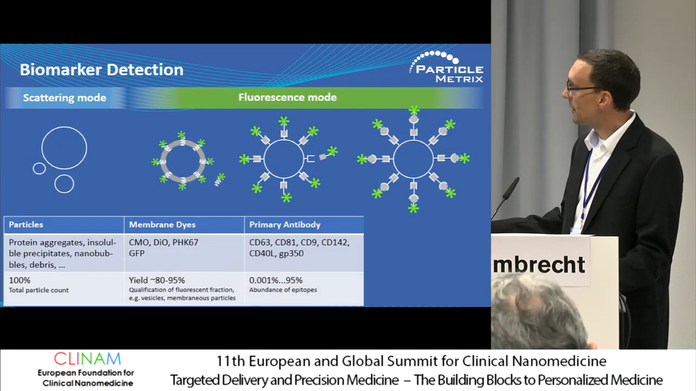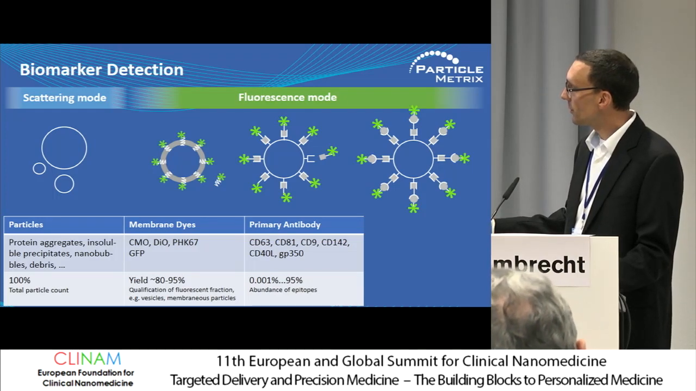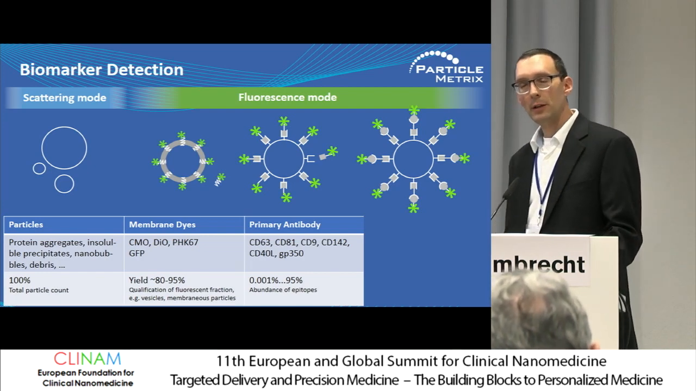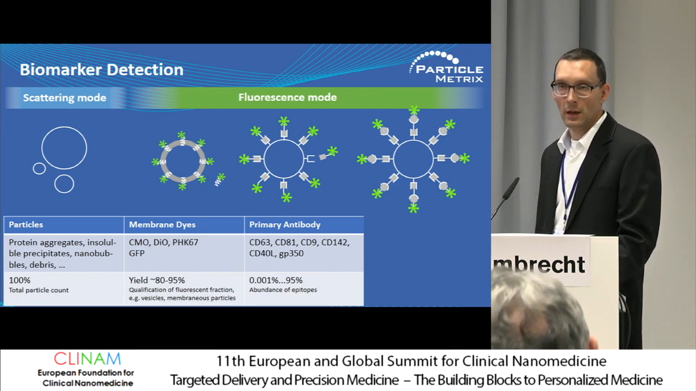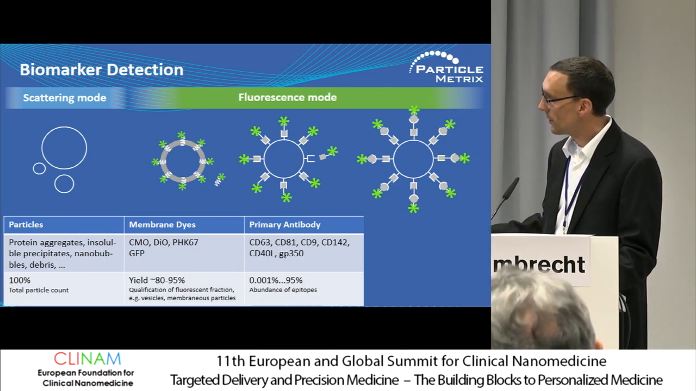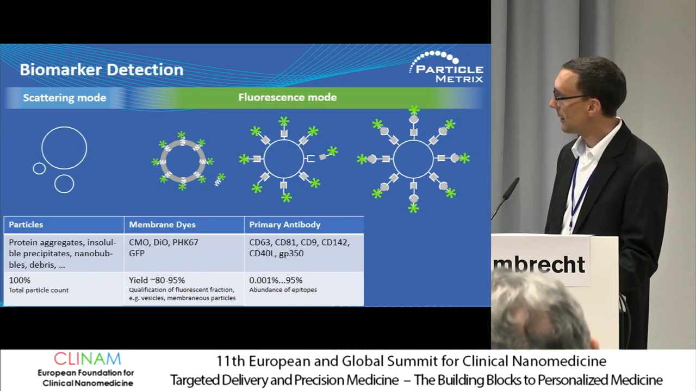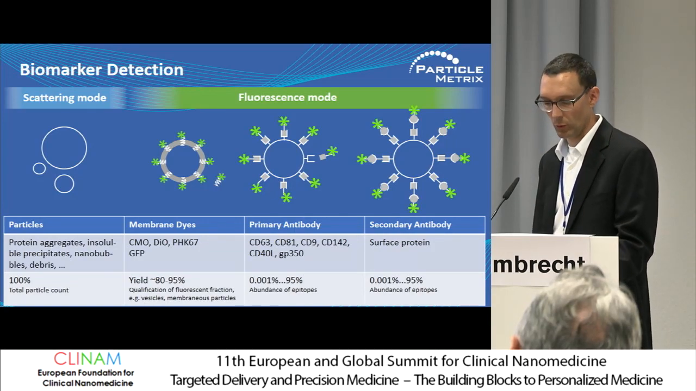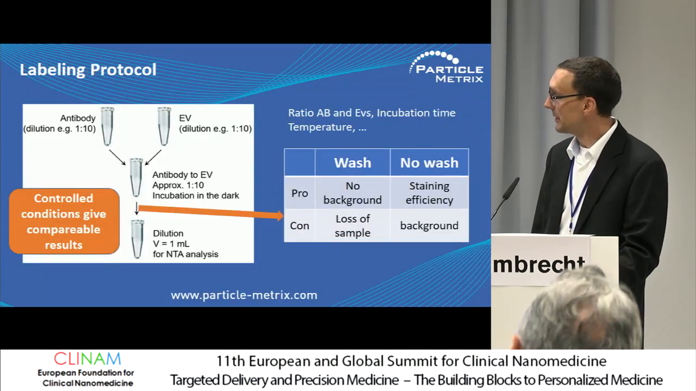And then by use of an antibody, we can gain even more specific information, as the antibody binds to the surface, to the epitopes, and the antibody also bears a fluorophore, and the light from the fluorophore can be detected. And we can even do secondary antibodies, of course, which gives us much more freedom for our analysis.